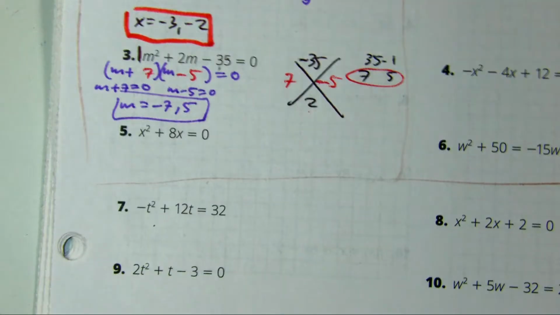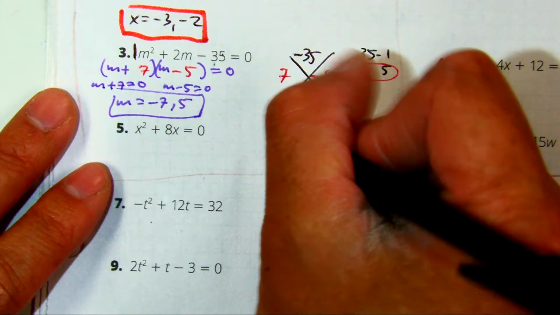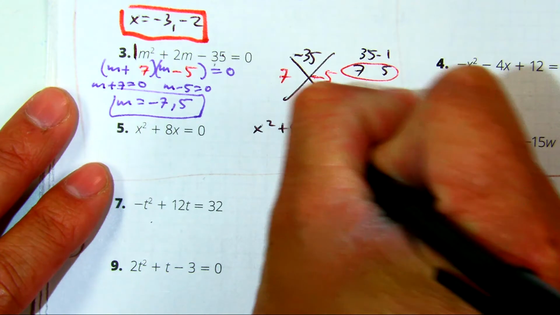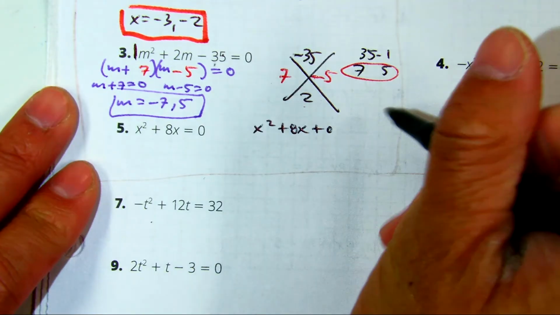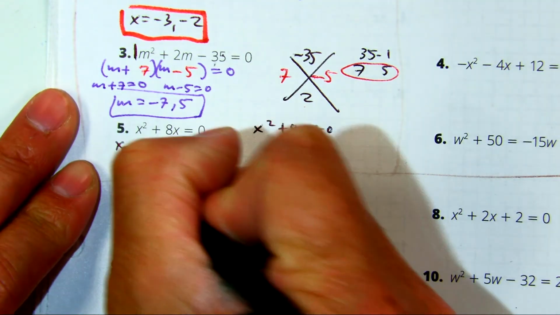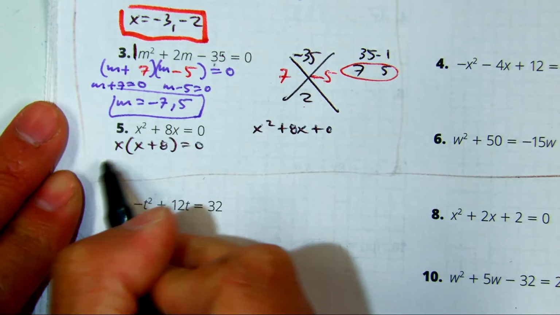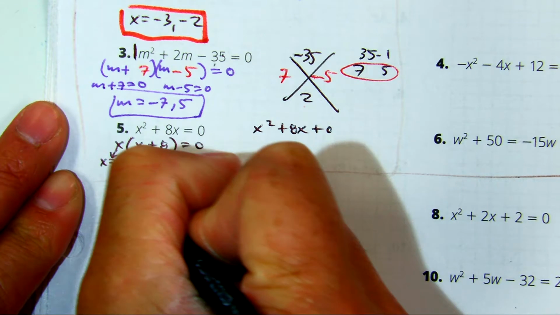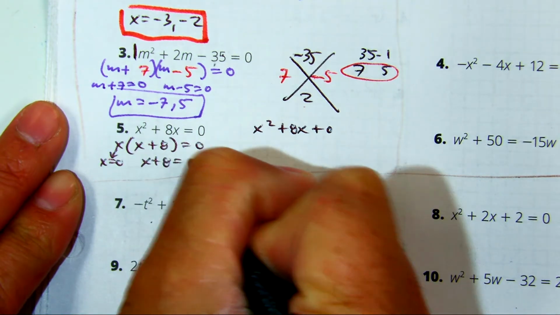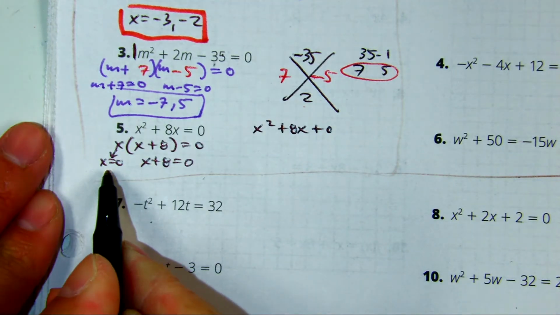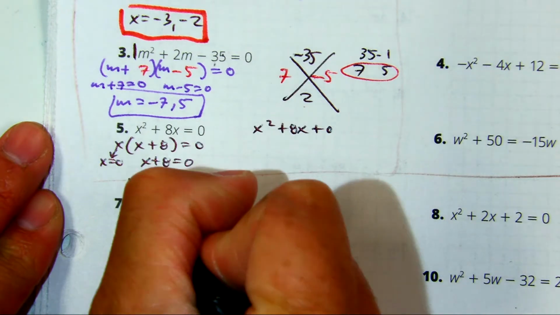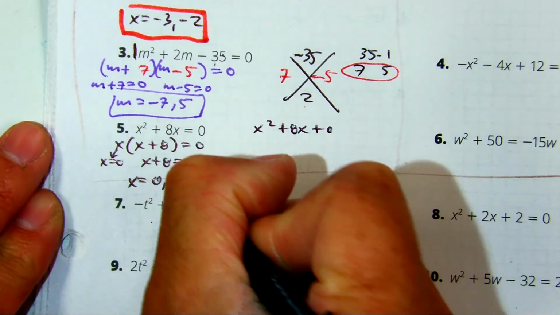Question number 5 we've been working on in class. You can either do x squared plus 8x plus 0 and then do your x box, or you can just factor out an x and get x plus 8 equals 0. Set each of those equal to 0. And it already tells you an answer there. Do you see it? X is equal to 0 and x is equal to negative 8.